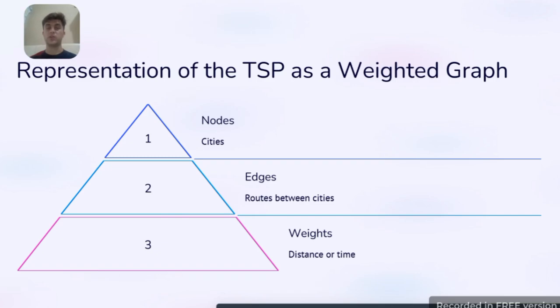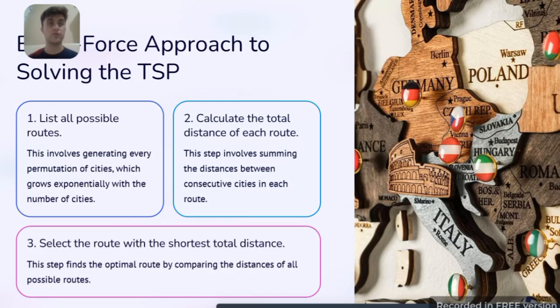And we go to the next one, which is brute force. We have different ways of solving it. One of them is brute force. We list all the possible routes, calculate the total distance of each route, and then select the route with the shortest total distance. But the problem of brute force is that it takes a very long time.